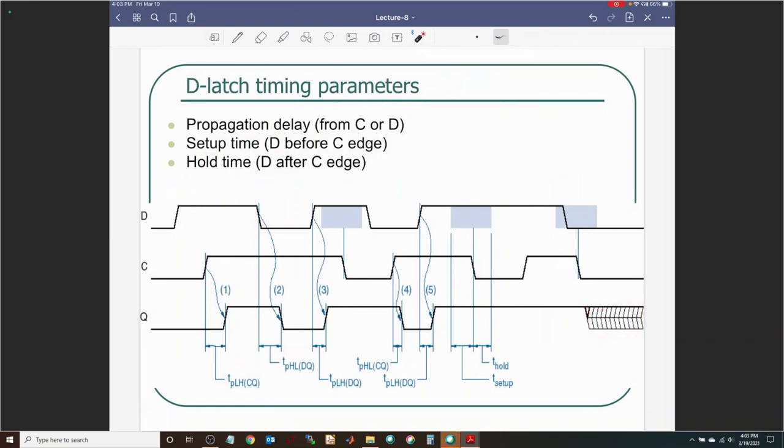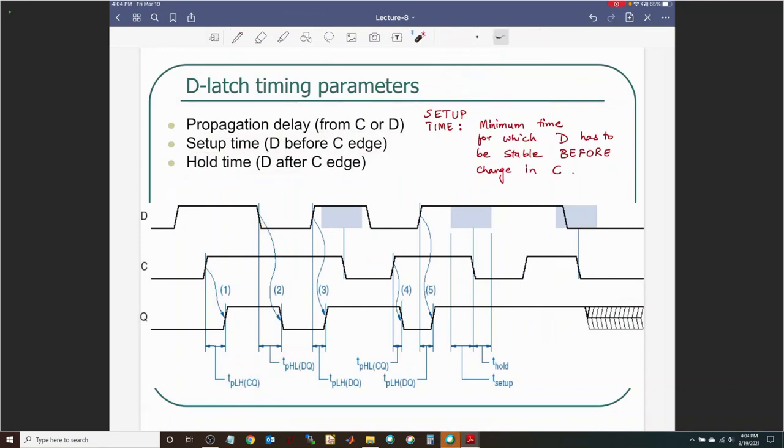So let us try to define what is setup time. Hold time is simply going to be after. This is before. So this is setup time. Setup time is the minimum time for which your input D has to be stable before, keyword before, change in C.